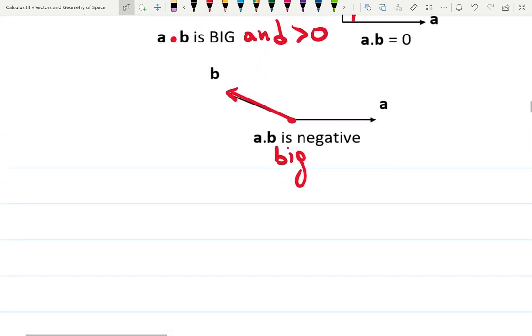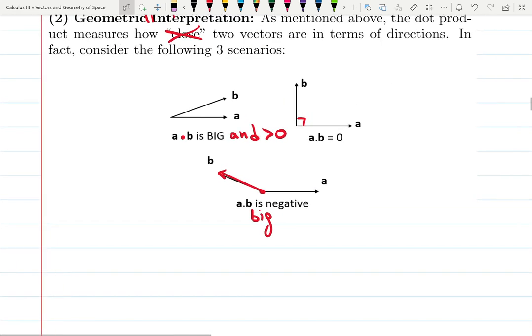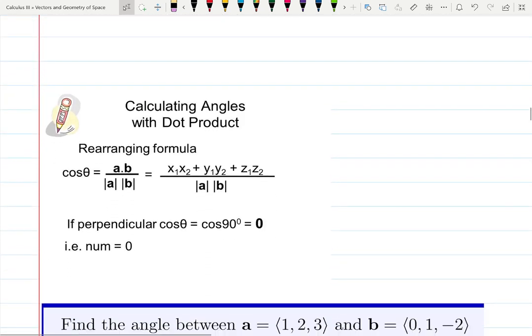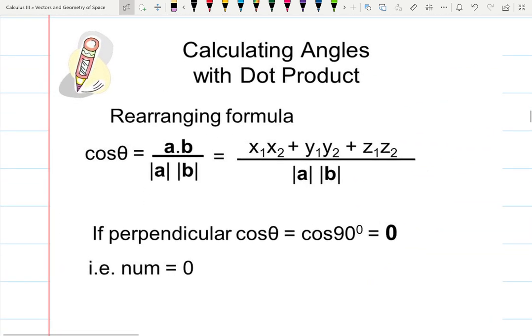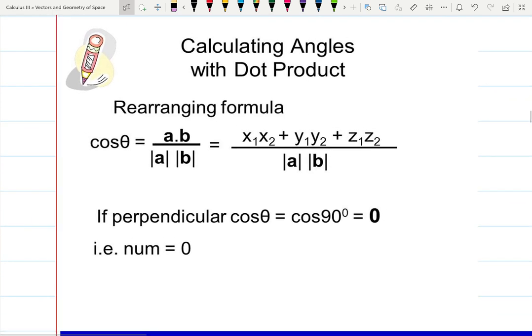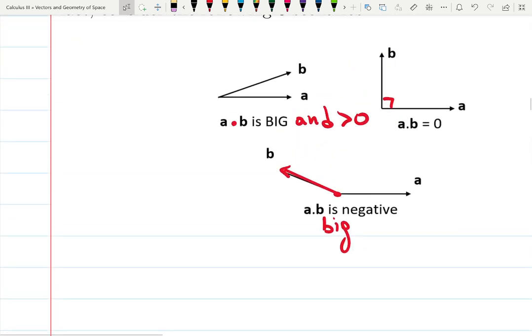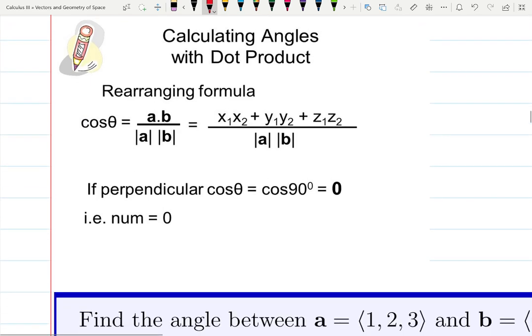That also makes sense. So this is the geometric interpretation. Soon we're going to be working with the idea of how perpendicular vectors are, and that is a cross product. Now, how about calculating the angles using dot products? Very popular idea. If the angle has a relationship with how big my dot product is, then probably I can use this formula to calculate what the angle is if I know the dot product, right?